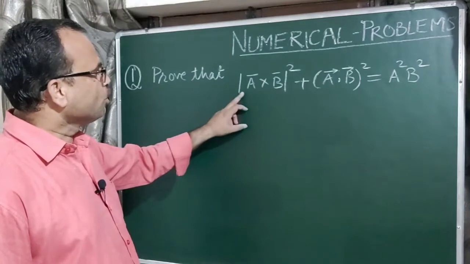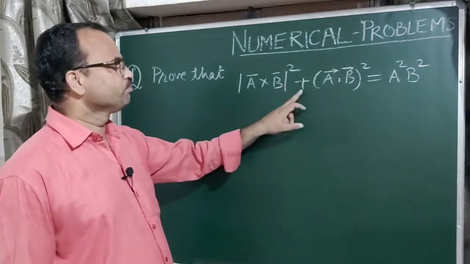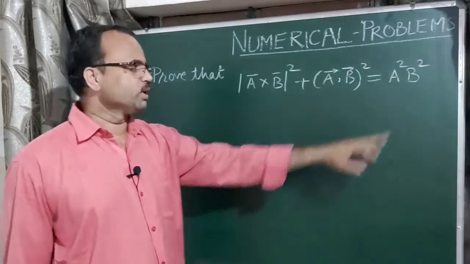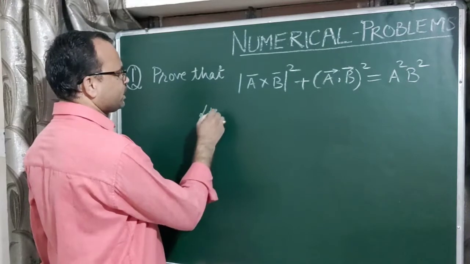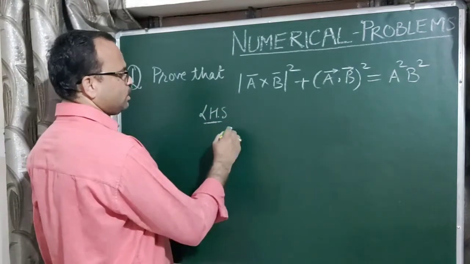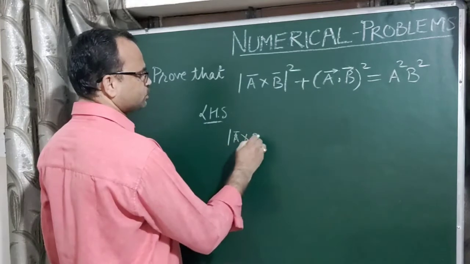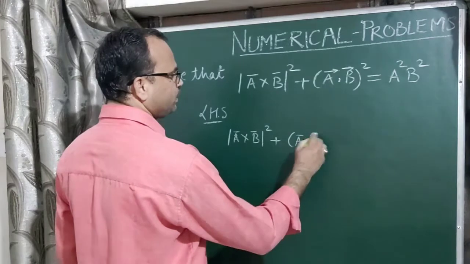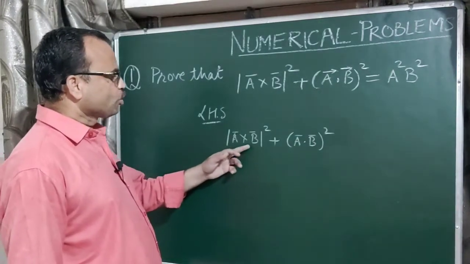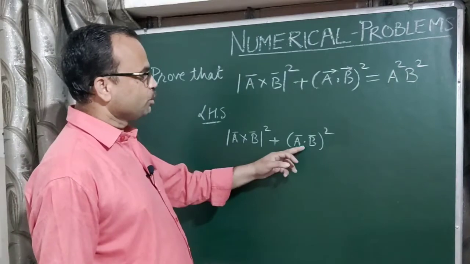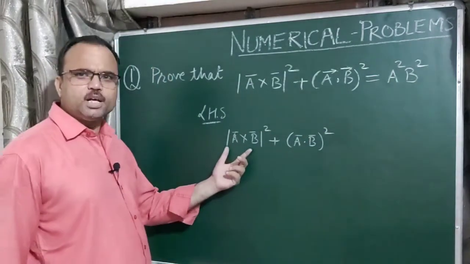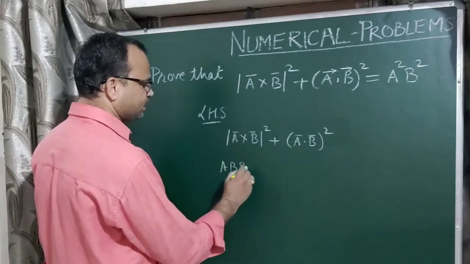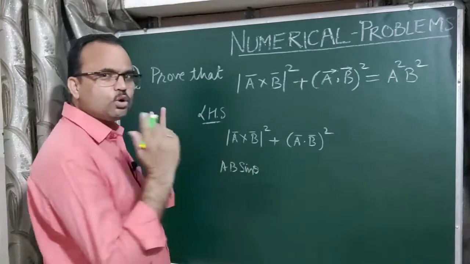Prove that |A vector cross B vector| squared plus (A vector dot B vector) squared is equal to A squared B squared. Okay. So we have to start from the left side: |A vector cross B vector| squared plus (A vector dot B vector) squared. As we know that A vector cross B vector equals AB sin theta. Mod means we have to take care of only the magnitude.